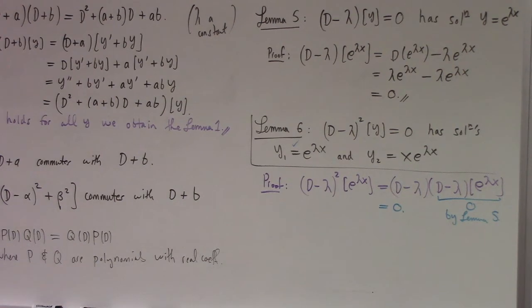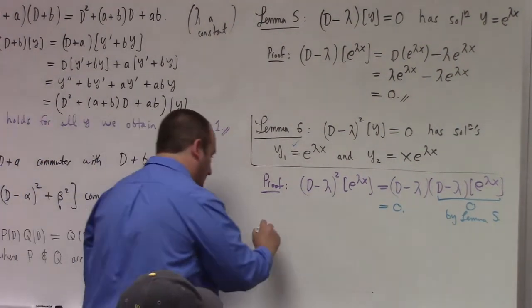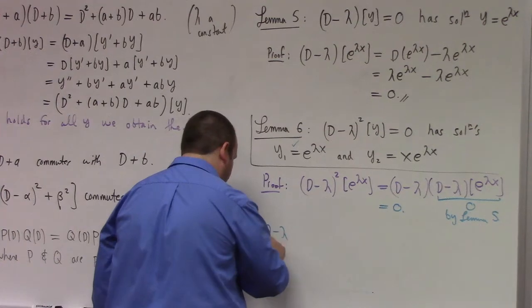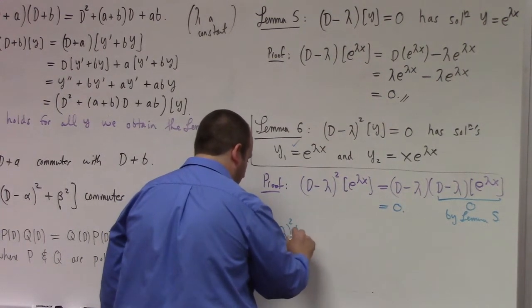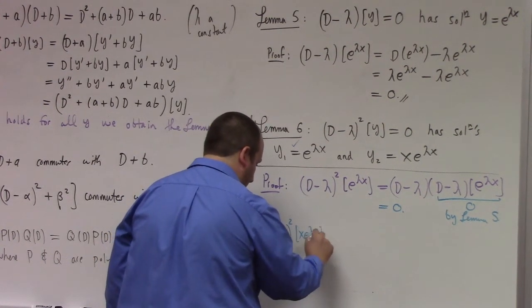How about y2? How's that go? X e to the lambda x. What happens there?